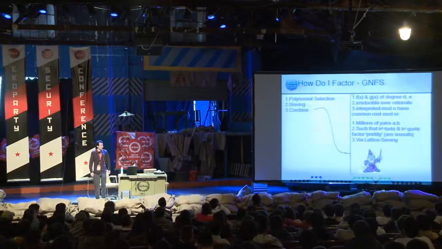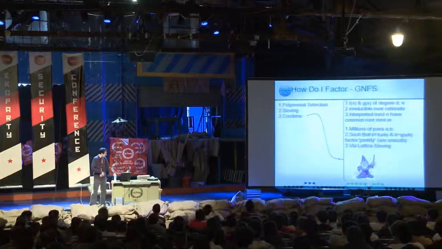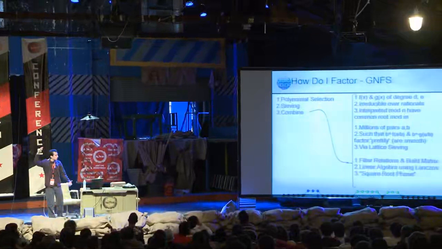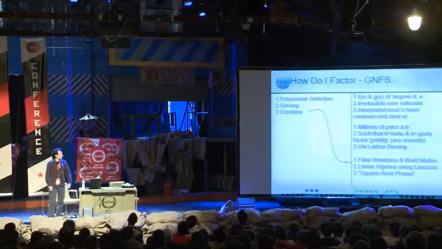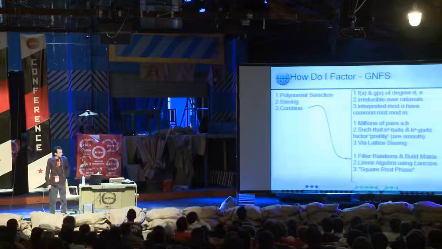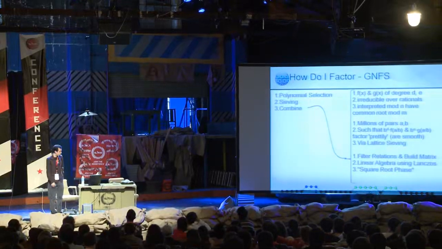And then there's the combine. And if you thought the first two was complicated, this is just magic. So you build this massive matrix, and then you solve it using linear algebra and this really complicated algorithm called Lanczos. And that takes about a PhD in math to begin to understand. Fortunately, we don't have to. We can just run the program.